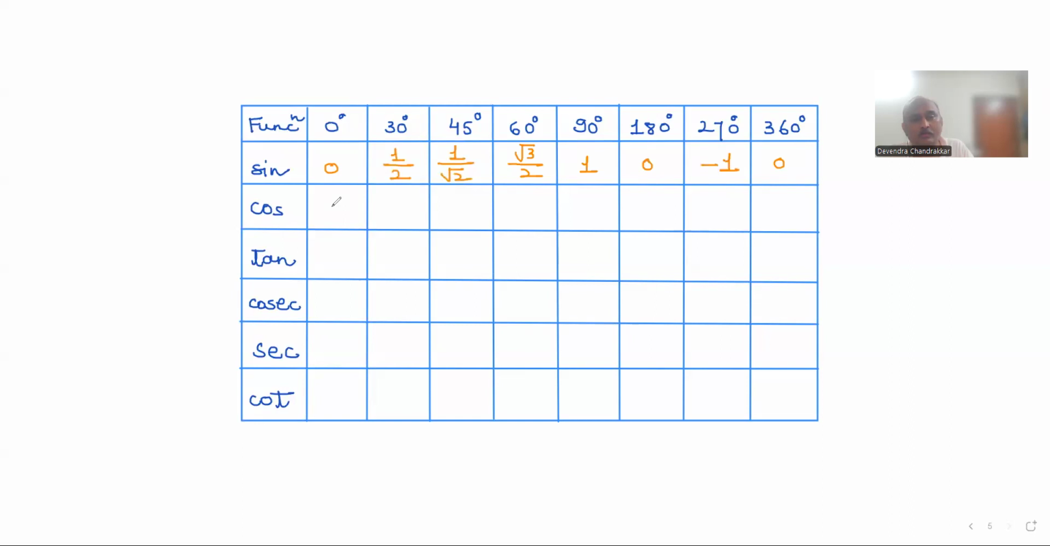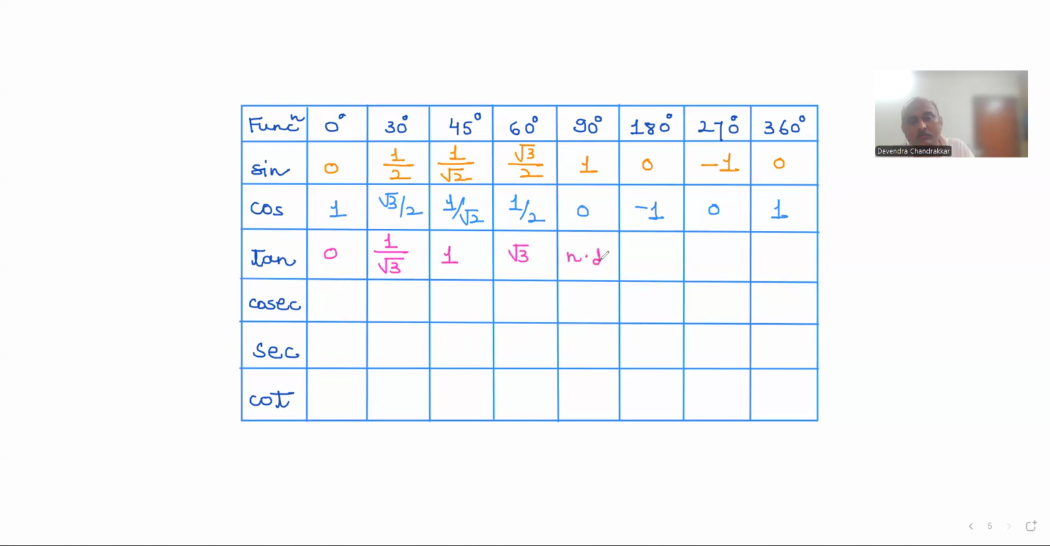cos 0 is 1, cos 30 is root 3 by 2, cos 45 is 1 over root 2, cos 60 is 1 over 2, cos 90 is 0, cos 180 is minus 1, cos 270 is 0, cos 360 is 1. Tan is simple sine upon cos. So start doing sine upon cos in this. You have 0, 1 upon root 3, 1, root 3.